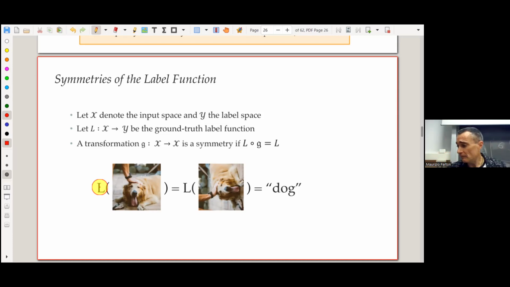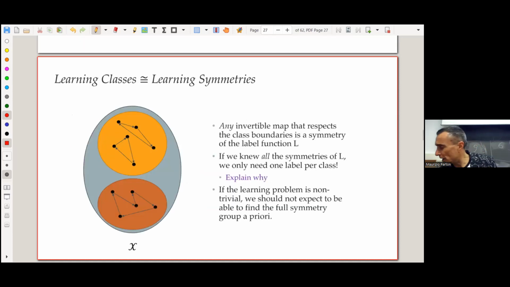Anyway, in this formalization, a symmetry is just a transformation of the input data preserving the label. And we want to put in our model only functions which satisfy this property, that are invariant under the action of the symmetries.